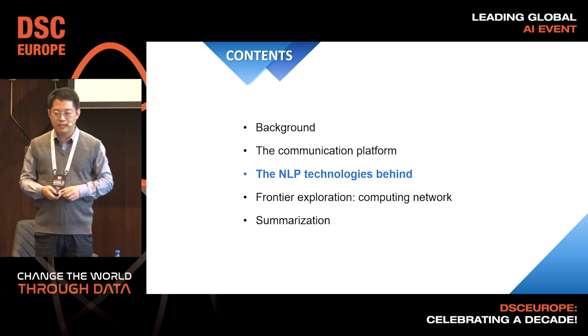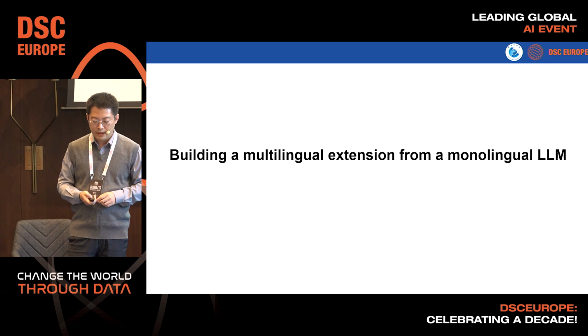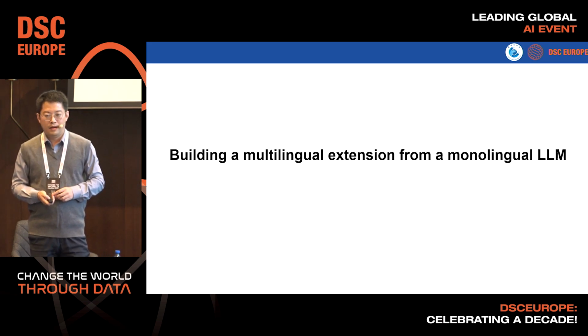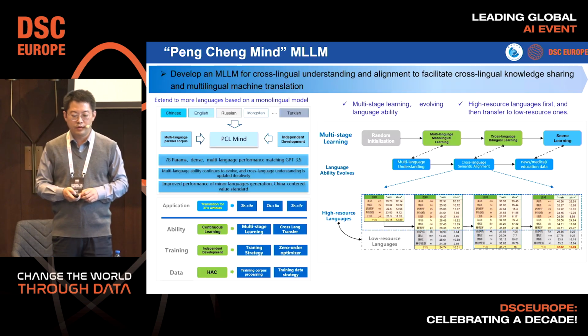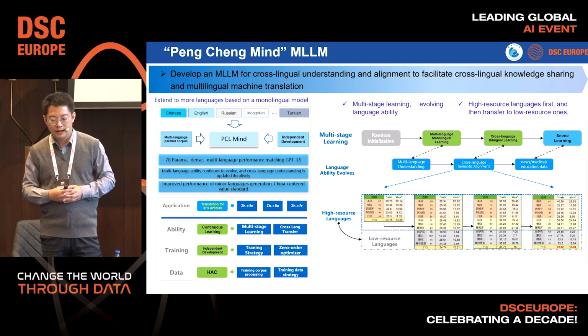So I'll pay more attention to introducing the NLP techniques behind this platform. The first step would be building the multilingual extension from a monolingual LLM. As you know, most open source language models, such as those published by Meta, primarily focus on the English language. And I know in China, we also developed several ones focusing mainly on Chinese. If you would like to build a multilingual language model, you need to extend more languages on top of it. Generally, this process contains two steps.